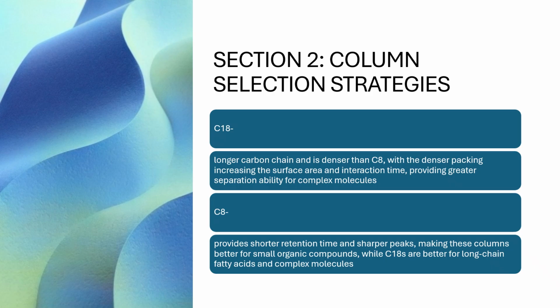Now let's talk about selecting the right column. As you know, there are two types of column. One is polar column and second is non-polar column. So the mostly used columns in LCMS or HPLC are reverse phase columns, that is your non-polar column, for example C18 and C8. Whereas a polar column, that is a normal phase column, for example would be silica column or carbohydrate columns.